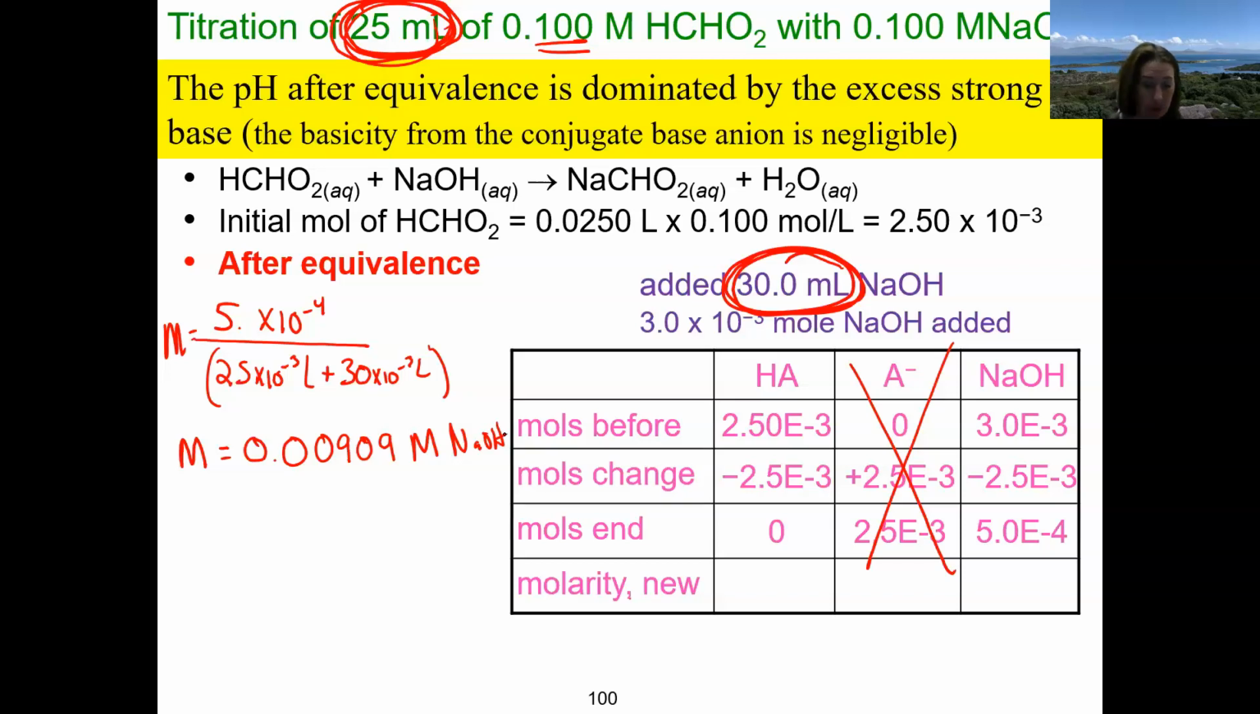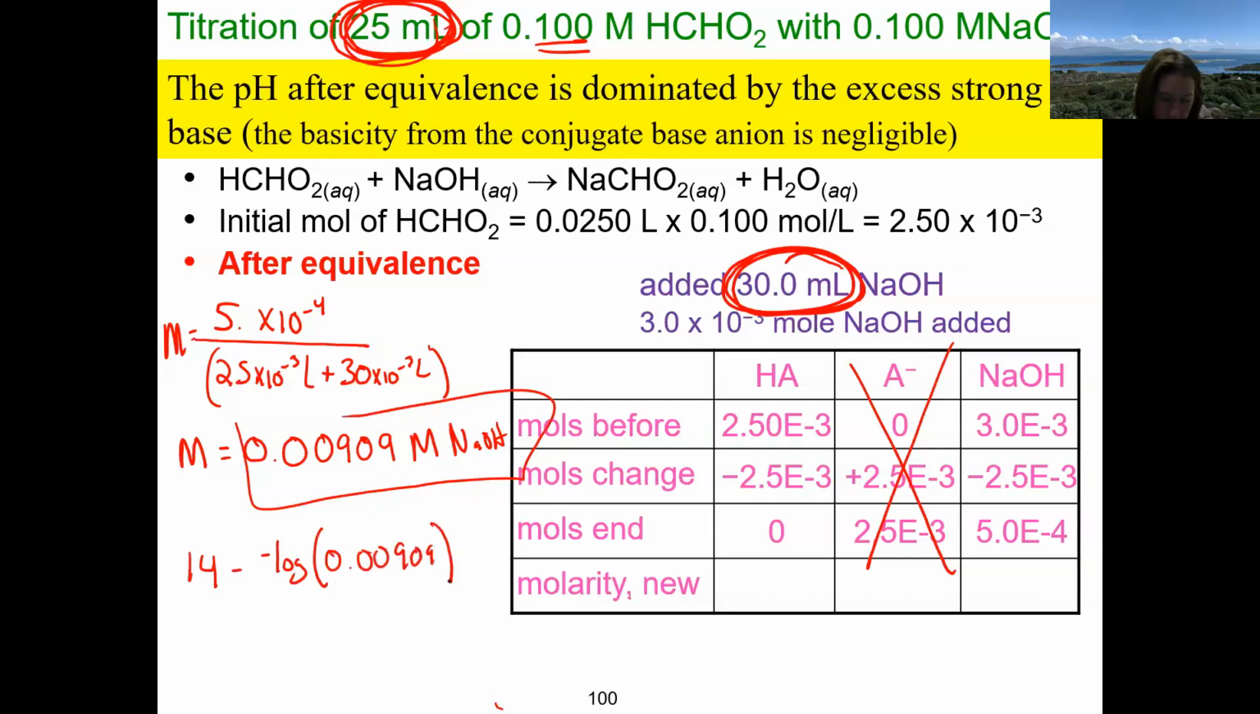Strong base. That's our molarity. So 14 minus negative log of 0.00909 is our pH. So when we do that, 14 minus negative log of 0.00909, we get 11.959. That's what I got when I did this one.